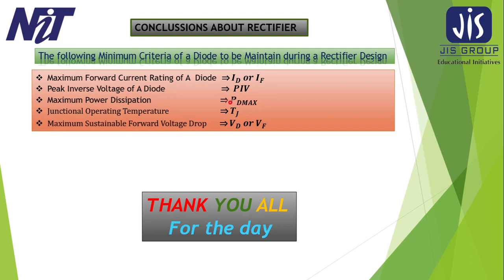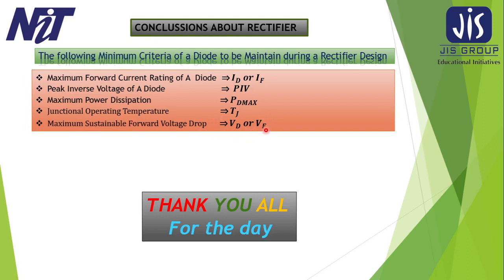According to your PD max, you have to choose your load, or you can say vice versa. According to your load, you have to choose your PD max for a certain diode. And the junction operating temperature, called TJ, that is very important. It is dependent on the ambient temperature also. So you have to maintain these TJ properties very carefully when you try to design a specific type of rectifier which will be above the normal environmental condition.